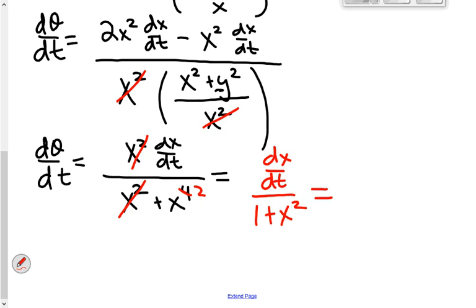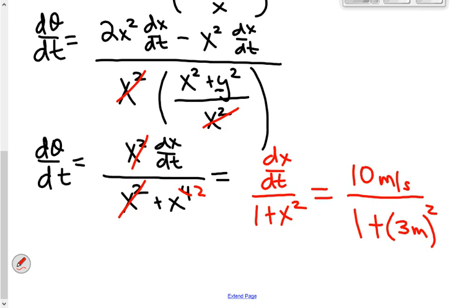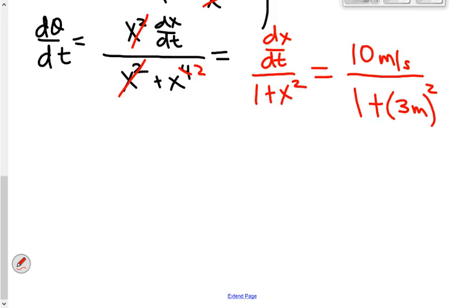You know me, I love a good algebra problem. All right. We probably could have substituted the numbers in farther back, but honestly, this was more fun. Okay. So what's dx/dt? 10 meters per second. And then I've got 1 plus, and what's x? 3 meters squared. So when we do that, do not get out your calculator. What do we get? 1 what? Not degrees. Radians per second.